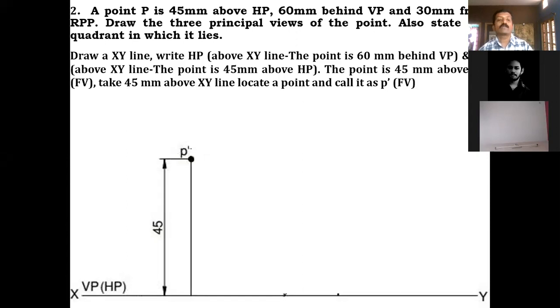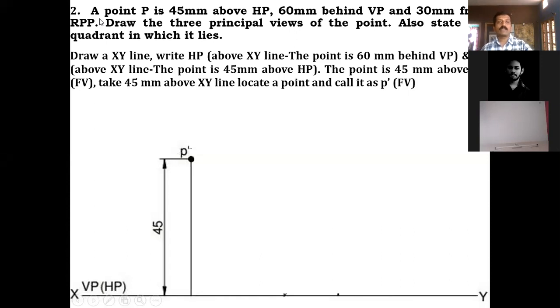So that's why you can draw an XY line. In the second quadrant, both HP and VP will come above the XY line and they will overlap. So that's why you can draw HP, VP above the XY line like this. What is the specialty of the second quadrant? Both HP and VP will overlap, as well as the front view and top view will also come above the XY line only.